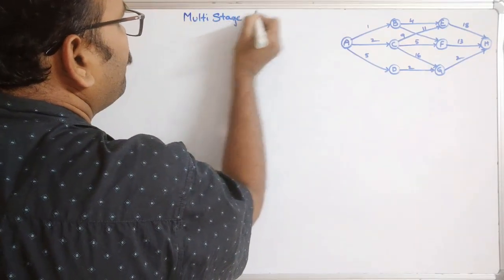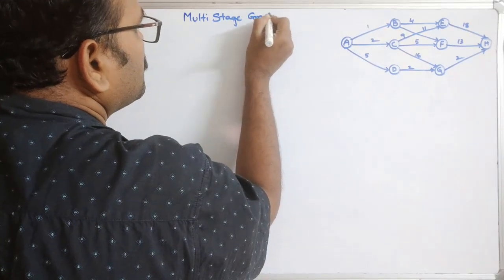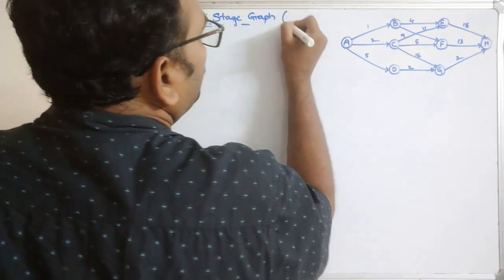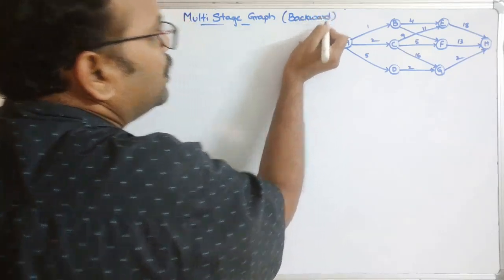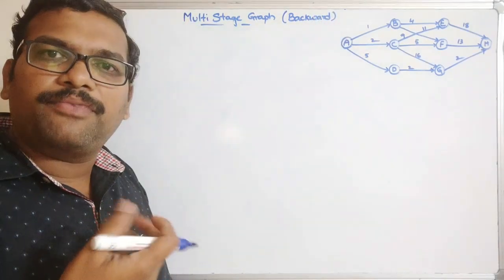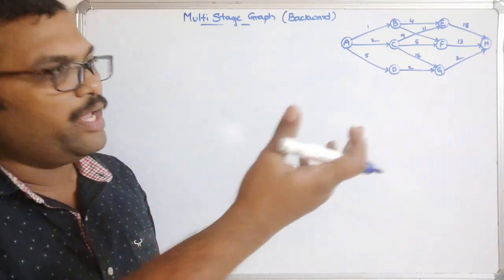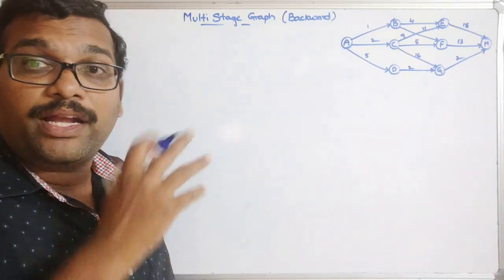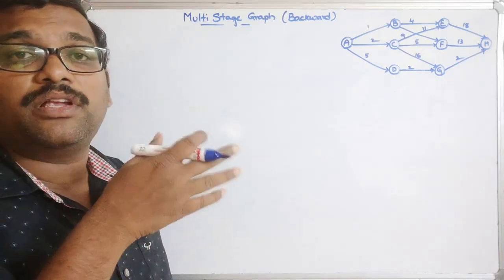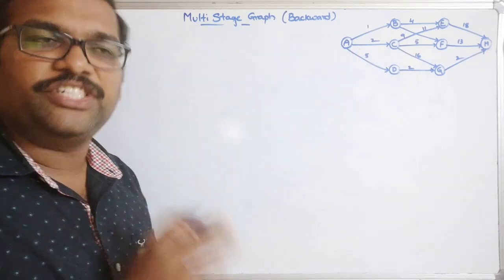Multi-stage graph, and this is the backward approach. In our forward approach we started from the destination and traveled through to the source, and now, quite the opposite, we have to start from the source and travel through to the destination.